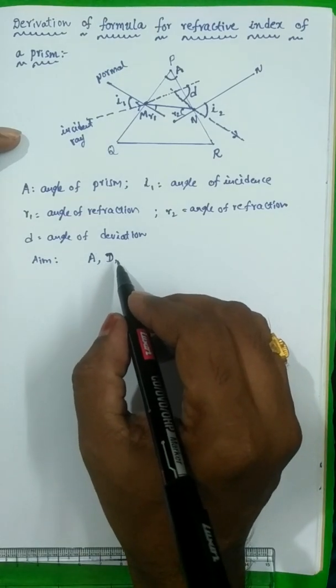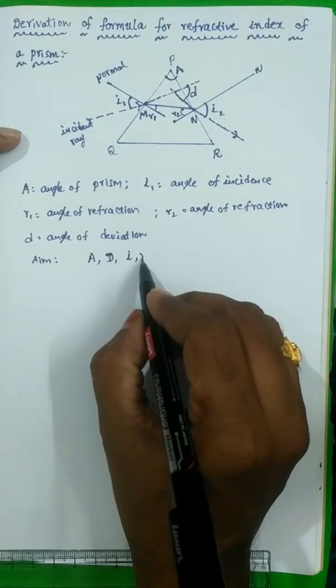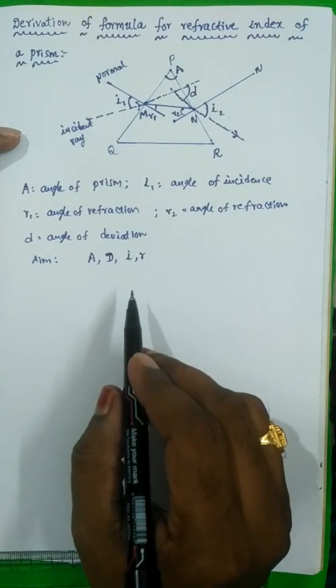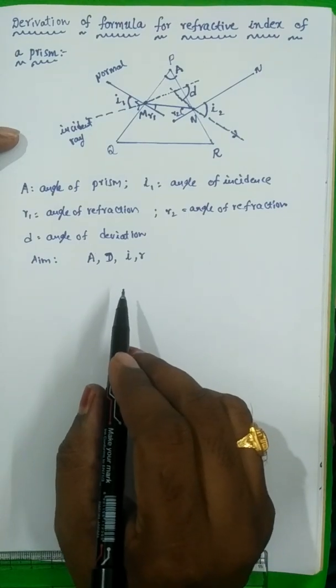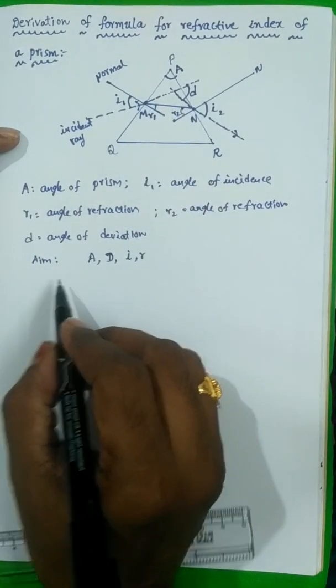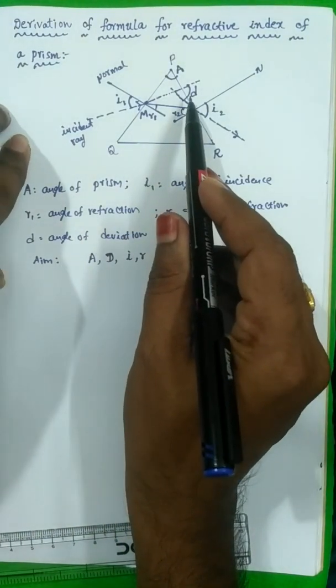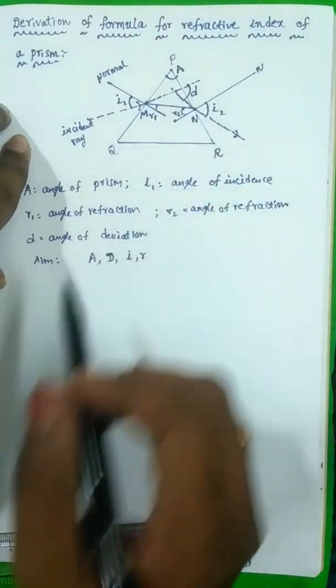I will tell you about the minimum angle of deviation, the angle of incidence, and the angle of refraction. This is our aim: we have to derive the relation between those. Regarding that, first we should take d. What is d? It is an angle. Here d is the exterior angle.